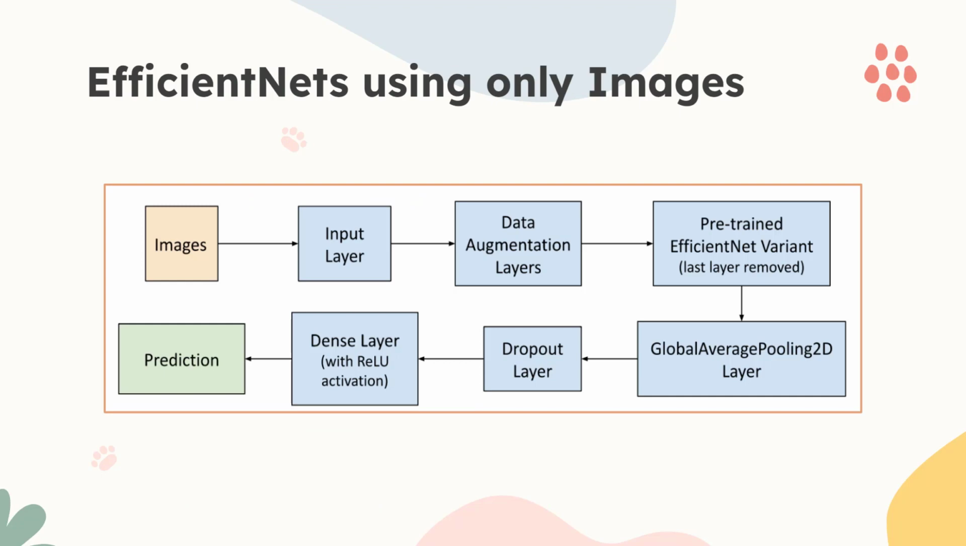We conducted transfer learning with pre-trained EfficientNet models from Keras applications trained on the ImageNet dataset. The pre-trained model was loaded with the last layer removed and frozen. The model was trained using only images as input with data augmentation layers added and connected to the pre-trained model. A global average pooling layer, a dropout layer, and a dense layer were appended after the pre-trained model. The model was fine-tuned by unfreezing the pre-trained model and training end-to-end with a low learning rate.